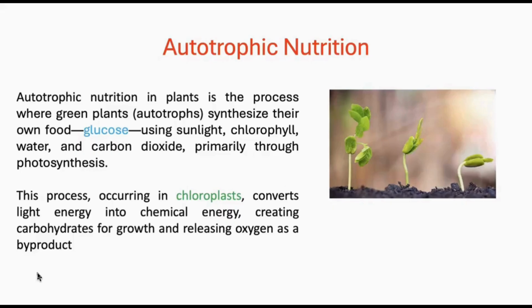So photosynthesis takes place in a cell organelle called chloroplast, which is present only in plant cells. It converts light energy into chemical energy, that is its own food, carbohydrate, for growth, and it releases oxygen as a byproduct.